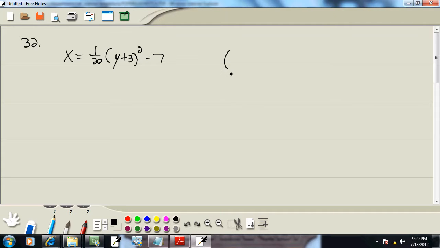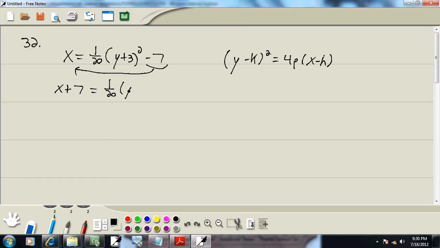So we want it to look like (y minus k) squared equals 4p (x minus h). Well, it looks like I need the y, and this can be a minus or a plus, but I need that by itself. Nothing else, just y plus or minus a number, squared. Well, part of that's easy. I just take the negative 7 over to the left side. So we get x plus 7 equals 1/20th (y plus 3) squared. And it's just about by itself.